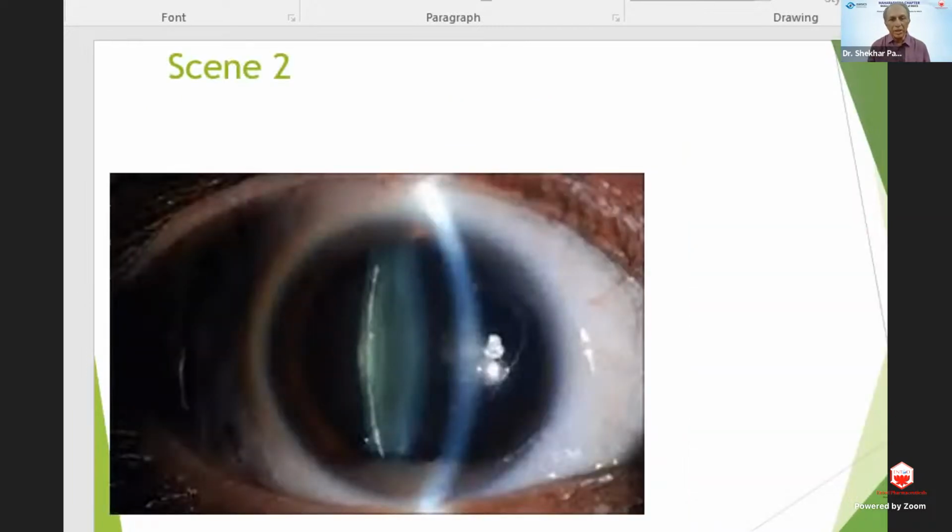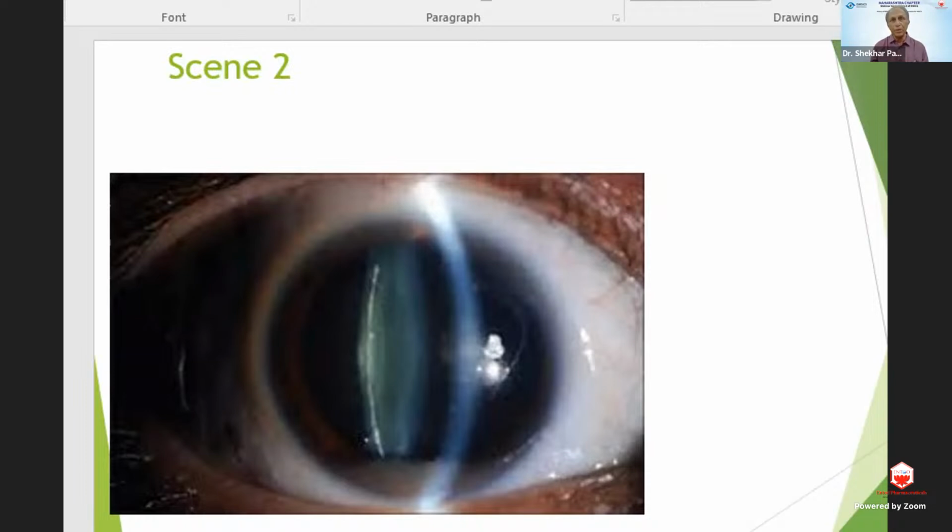The second scene is something like posterior cortical or nuclear sclerotic, soft nuclear sclerotic or hard nuclear sclerotic cataract. Nowadays, we see this routinely. Maybe there is associated lenticular myopia of -3 diopter with vision improving up to 6/18 N8. Such patients can choose the timing of their surgery, but they cannot delay their surgery for more than 3 months.